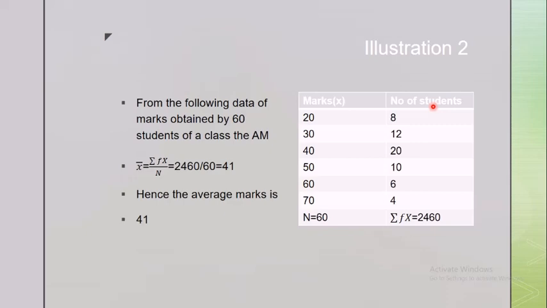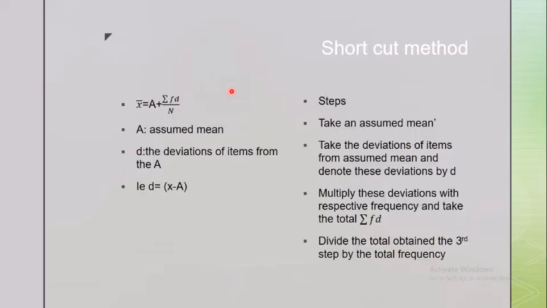So yeah, I just multiplied it with the corresponding number of students, and then I find out that summation f into x is what? 2460. So 2460 divided by 60 is equal to 41, and 41 is your average marks. Now this is a direct method. Now you have a shortcut method.